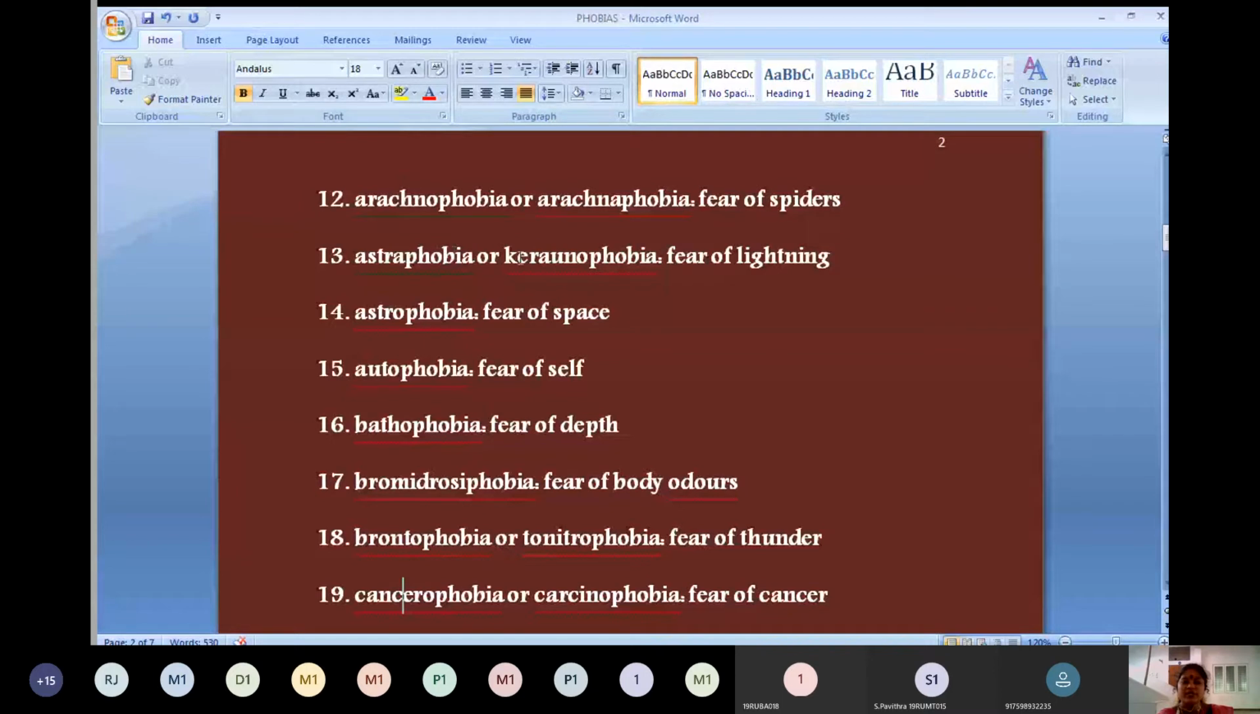It is also known as Acrophobia. And fear of space, it is called Astrophobia. Astro, A, here astro, O.